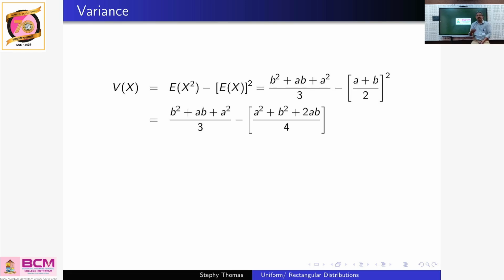Now this is equal to b square plus ab plus a square divided by 3 minus, we will expand this a plus b the whole square, equal to a square plus b square plus 2ab divided by 4. I hope you remember this expansion.